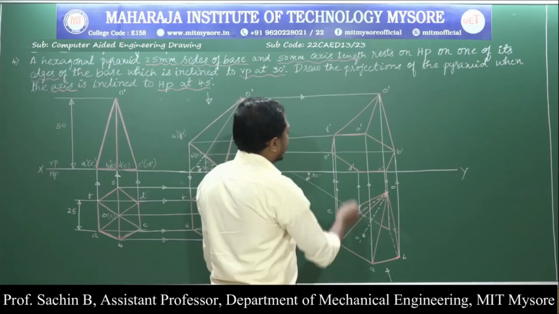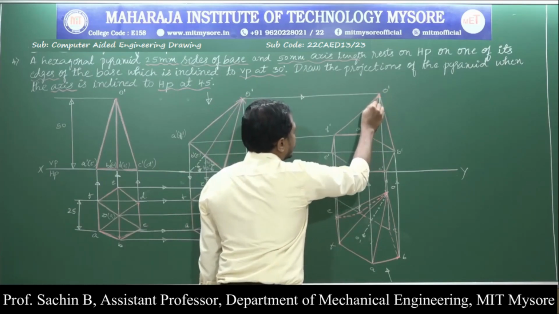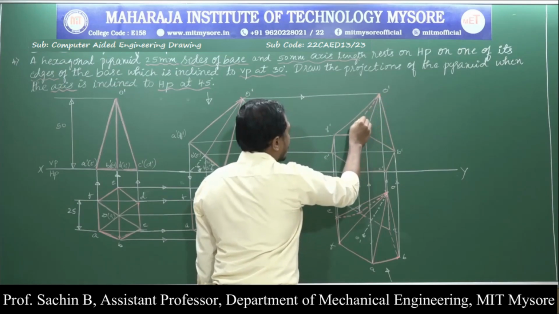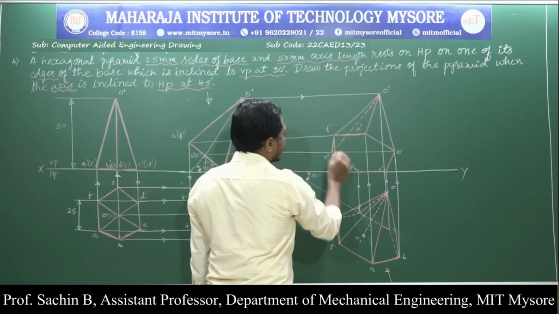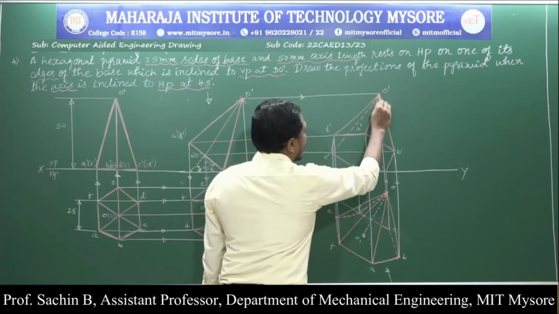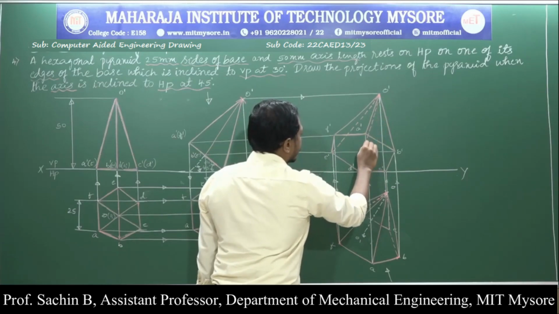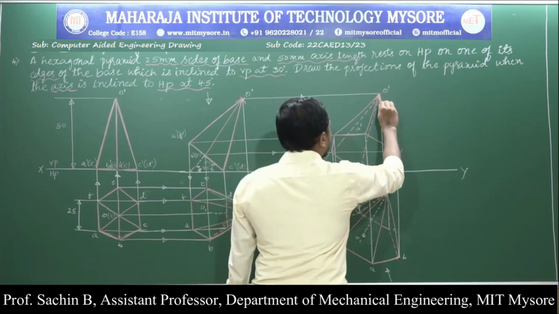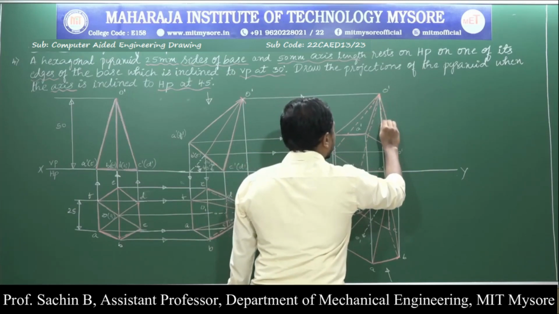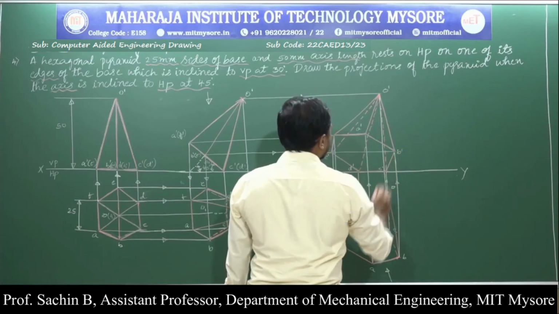The only portion that is invisible to us is the slant edges O to E dash, again from O dash to D dash and O dash to C dash.